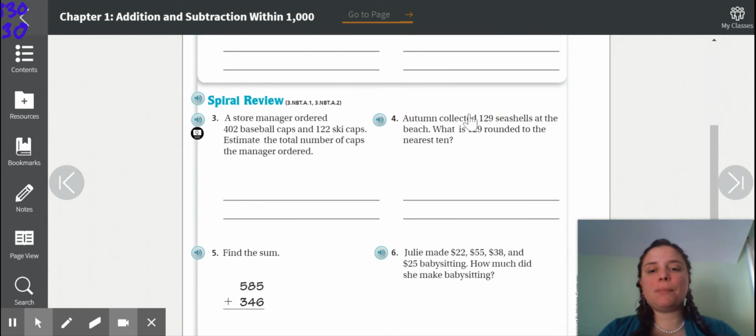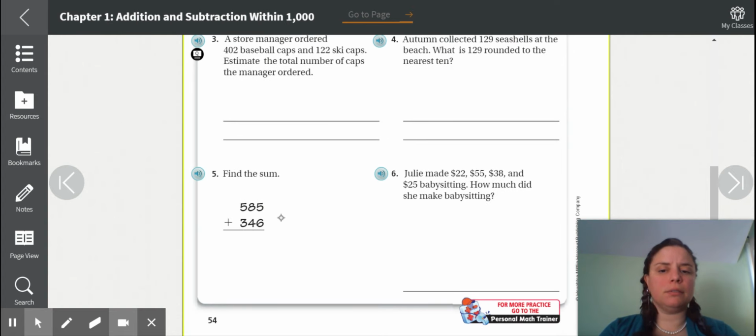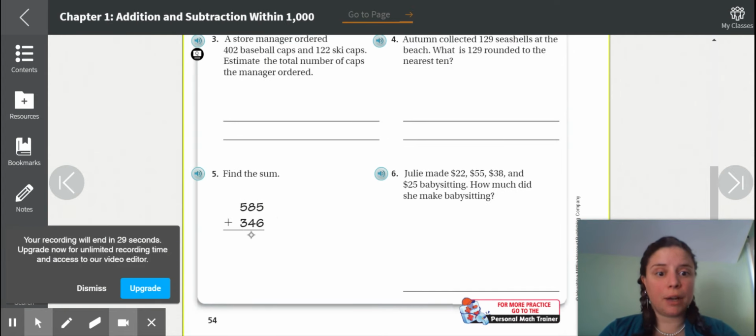And at the bottom of the page, more rounding, more rounding. This one's just adding like you usually would. Remember to carry your 1. And this one's money again.